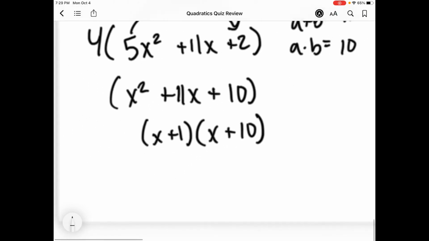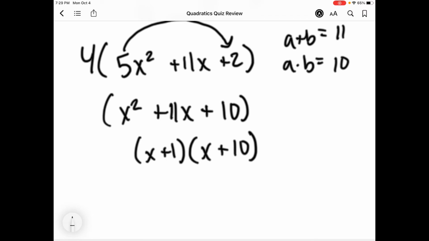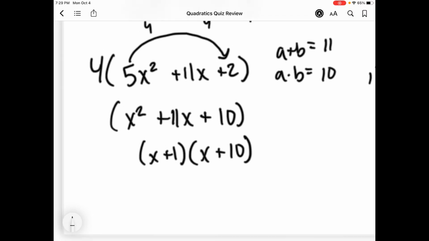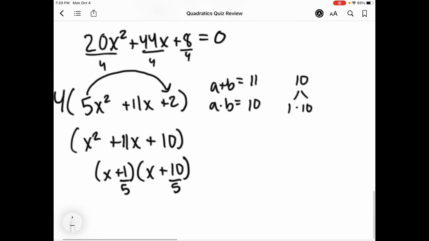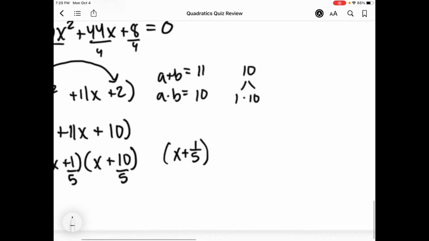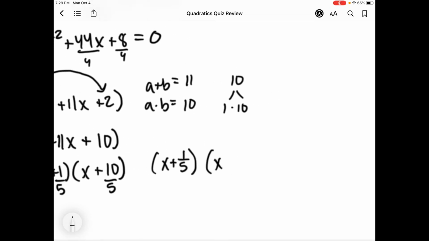Now, one last thing before we can solve. Since at the beginning of the factoring process we multiplied by 5, now we have to reverse that and divide both of our terms by 5. Right? So for that first factor, we get x plus 1 over 5. 1 is not evenly divisible by 5, so we'll just leave it that way. And with the other factor, x plus 10 divided by 5, well, 10 divided by 5 is 2, right? So we'll write x plus 2.